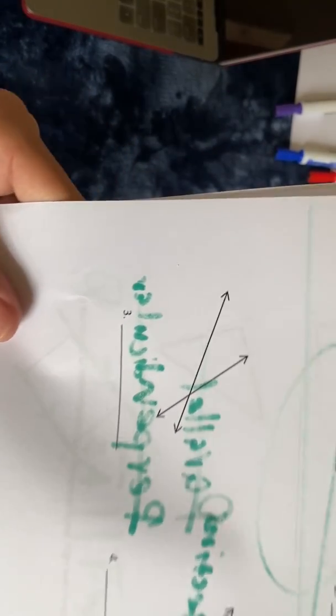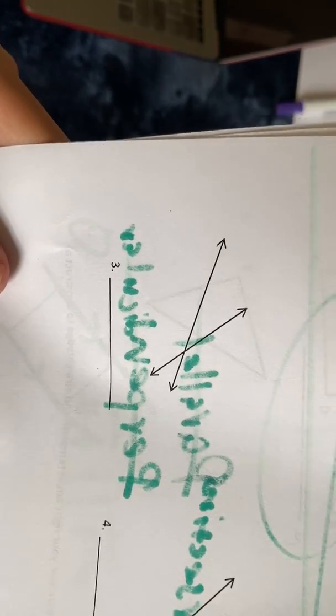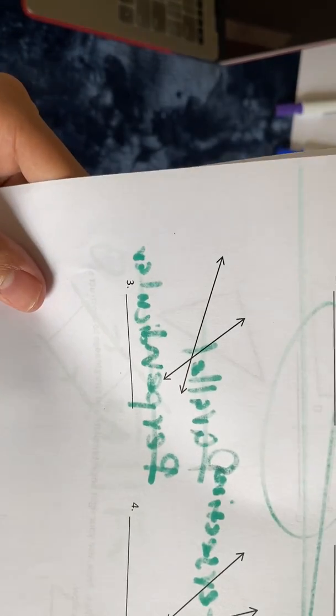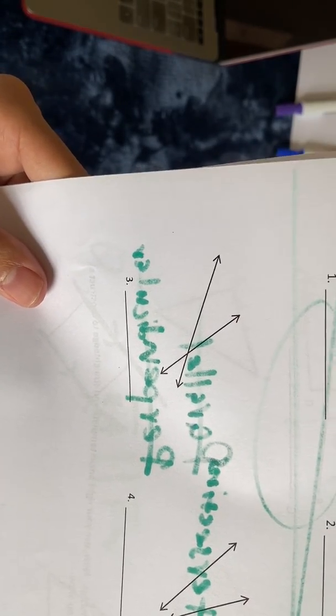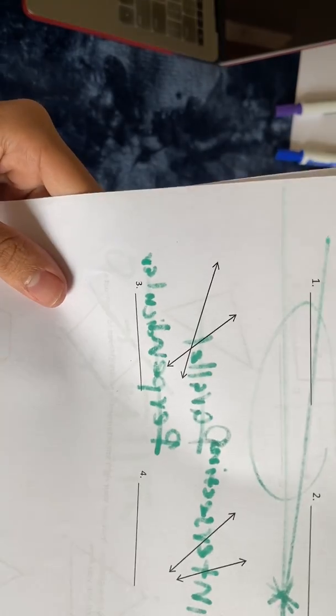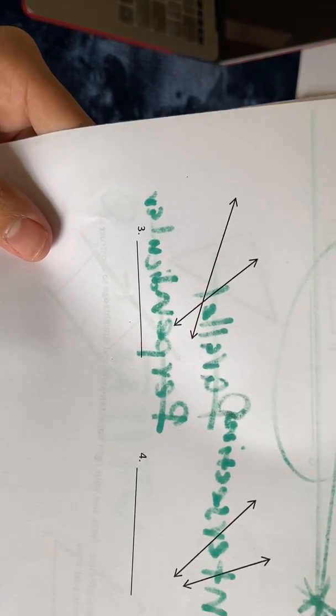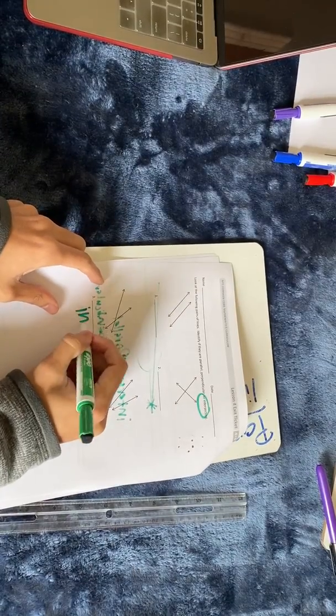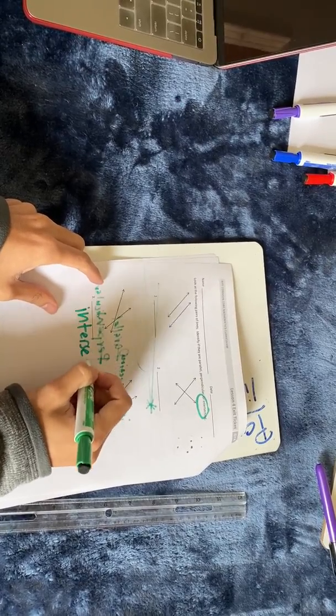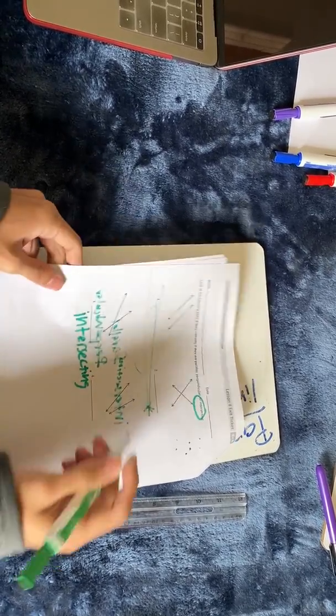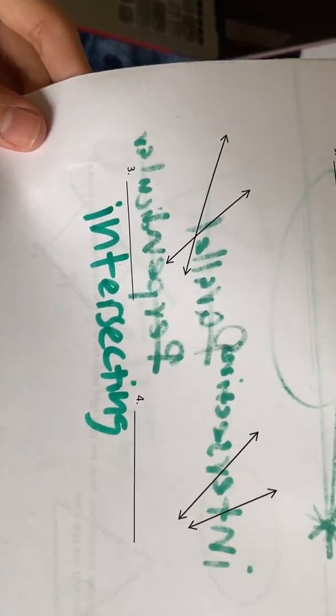right here, number 3, I'll give you the answer for number 3. When the lines meet, are they forming a right angle? No. Are they parallel lines? No. Therefore, they're just called intersecting lines. Intersecting lines. And that's it.